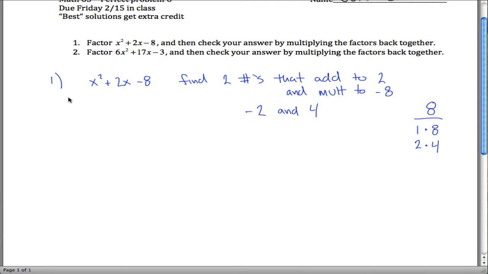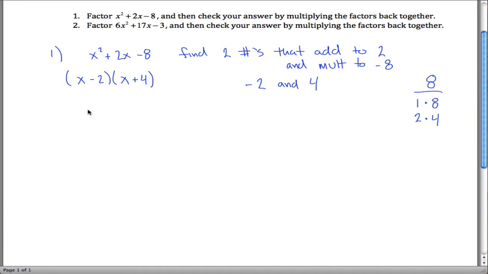And then what you can do is write this as x minus 2 and x plus 4. And if you're not sure if you did that right, you can multiply these guys back together. You can check your answer. FOIL, or we've been doing this box method in class, where if you want to multiply polynomials, you make this little grid and fill in all the boxes.